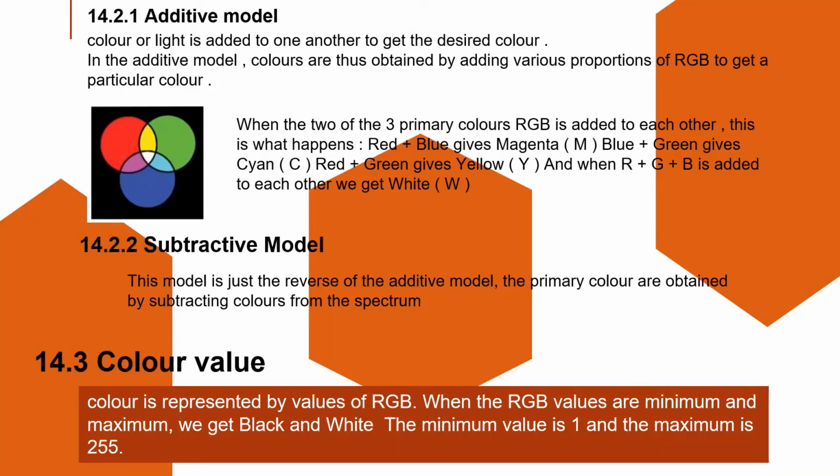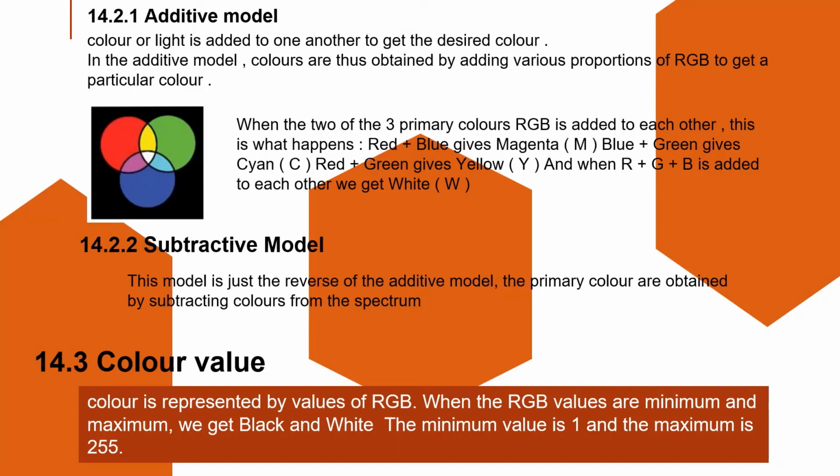The second one is the subtractive model. This model is just the reverse of the additive model. The primary colors are obtained by subtracting colors from the spectrum.